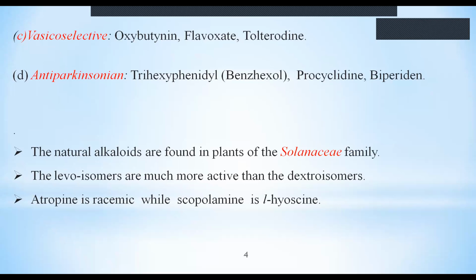And then the anti-Parkinson disease or antiparkinsonian drugs. These drugs are like trihexyphenidyl, also known as benzhexol, and procyclidine, or biperiden. The trade names are also available for these anti-Parkinson drugs. Most of the natural alkaloids are found in plants of the Solanaceae family. Solanaceae is a very huge family of plants, and most of the Solanaceae contain atropine in their fruits. The levoisomers are more active than the dextroisomers. On the chemistry: atropine is racemic, while scopolamine is L-hyoscine. So this is the chemical structure in brief.